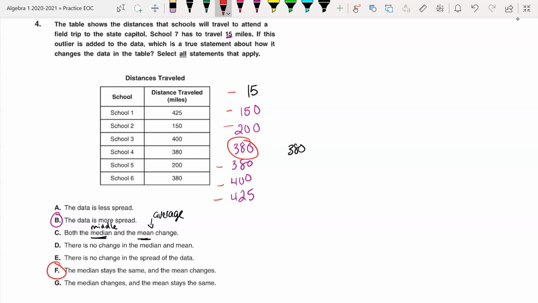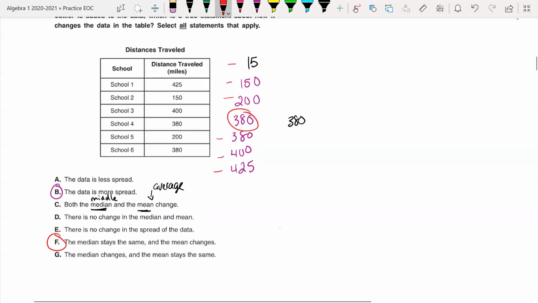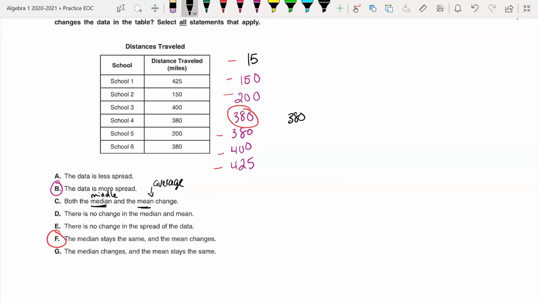And let's read all the other ones. There is no change in the median and mean. Again, if you add a really small number in there, it's probably going to change the average. So we know the mean has to change, so it's not D. There is no change in the spread of the data. Again, if you throw a really small number in there that's not a part of it, it's going to change the spread of the data. And then it says the median changes and the mean stays the same. The median was the one that stayed the same, and the mean was the one that changed.